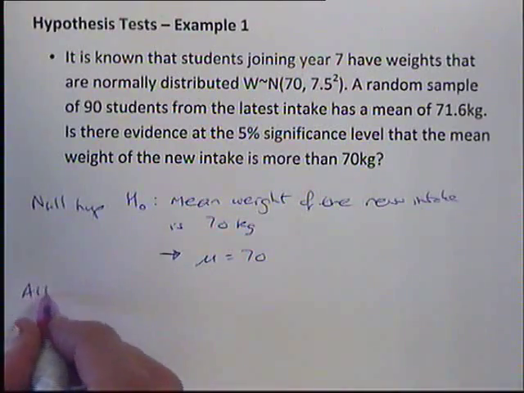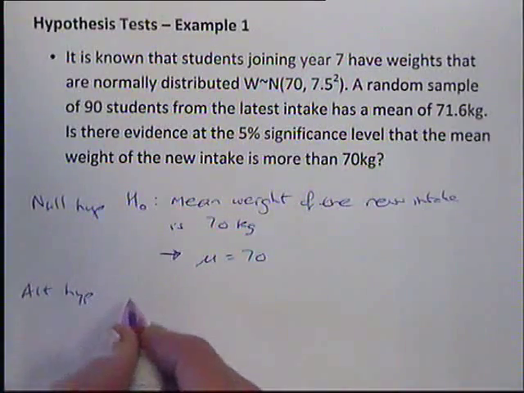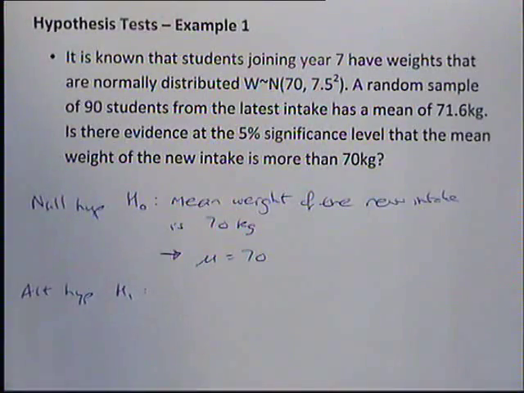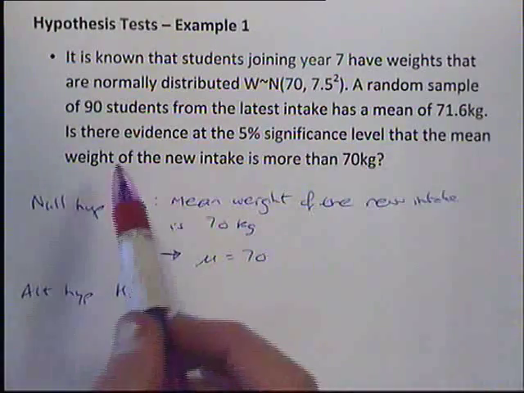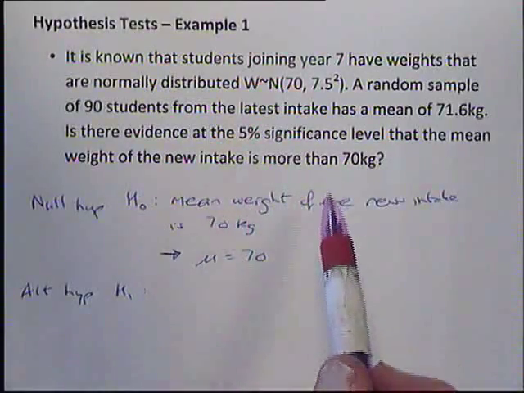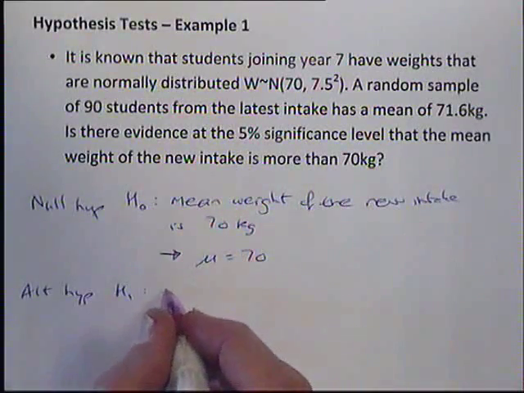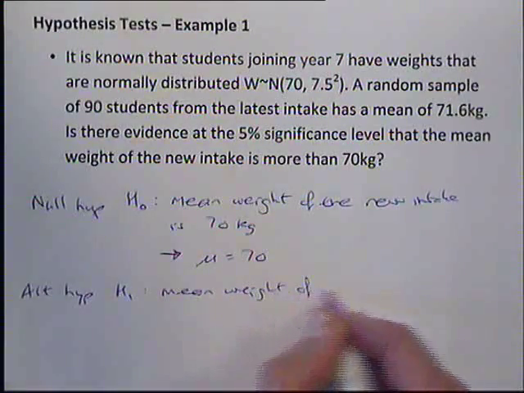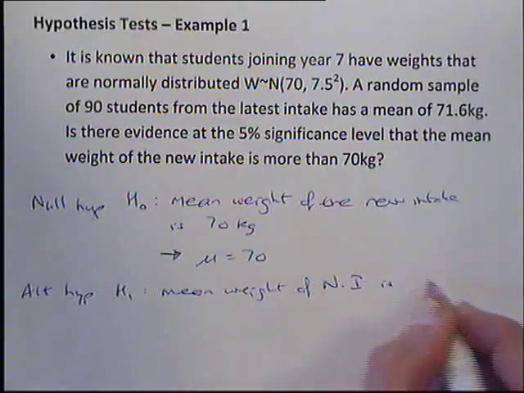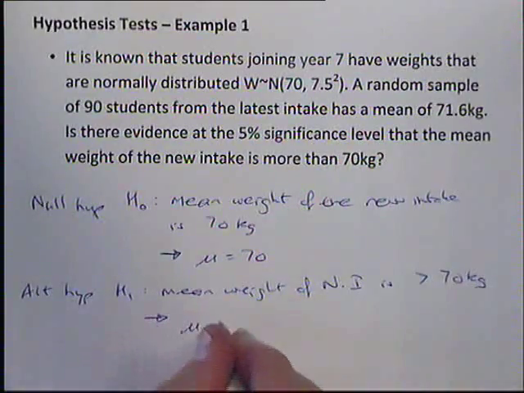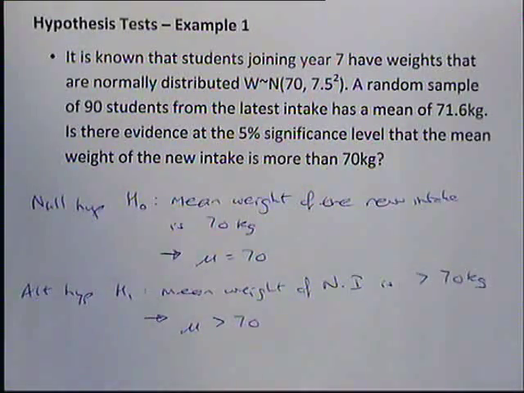And then the alternative hypothesis, and what notation do we use for the alternative hypothesis? H1, that's right. Now, it says here, is there evidence at the 5% level that the mean weight of the intake is more than 70 kilograms? So H1 is the mean weight of new intake is greater than 70 kilograms. Or in other words, mu is greater than 70.